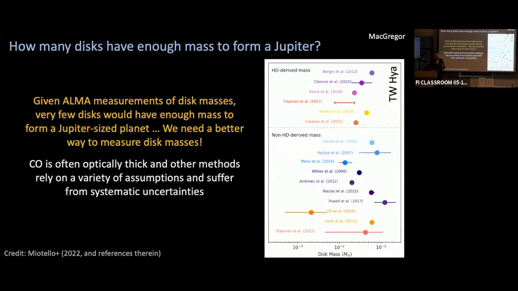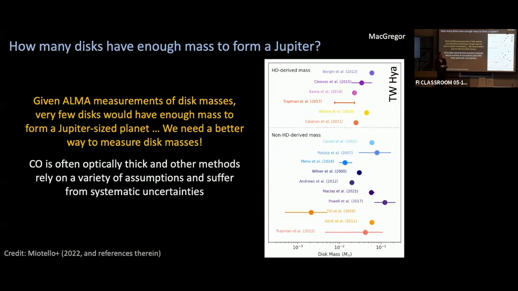We use things like dust or CO. We measure that with ALMA, and then we infer a hydrogen mass. And if you do that, the bottom half of this plot is measurements of exactly one disk, TW Hydra, which is the brightest, closest, best studied protoplanetary disk. And this is a logarithmic scale. So these are all published masses for TW Hydra, and they span 2 orders of magnitude. That is not a great feeling.